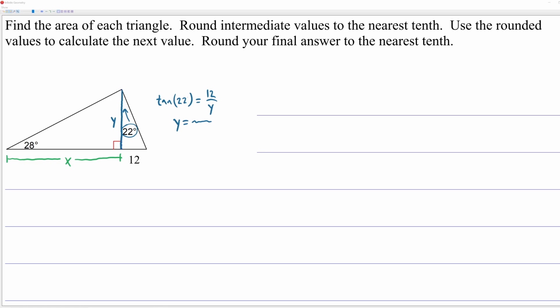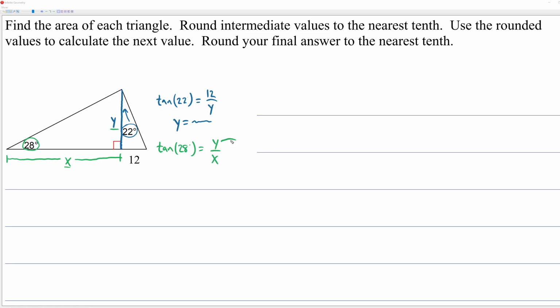Now, after you do that, we'll want to solve for x. So we'll look at the 28-degree angle. y is the opposite side here, and x is the adjacent side. So we can use tangent again. The tangent of 28 degrees is y over x.